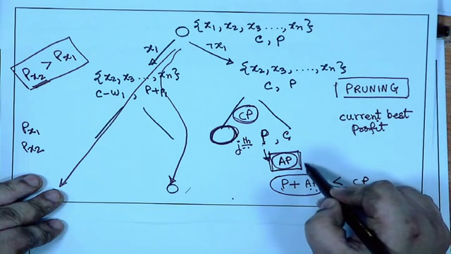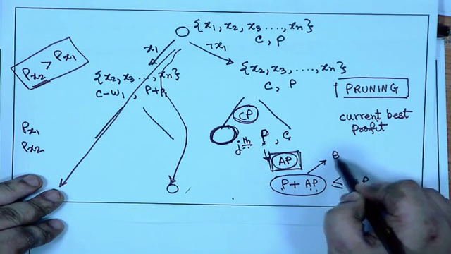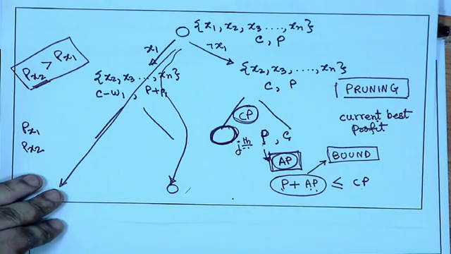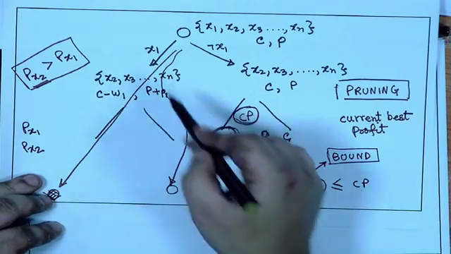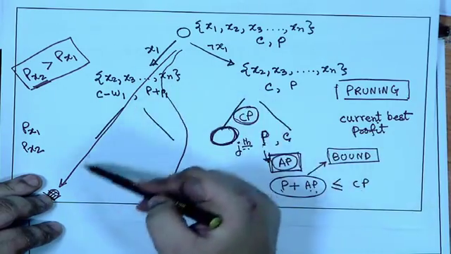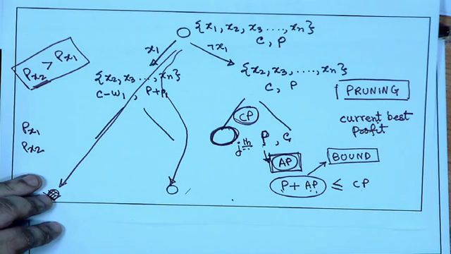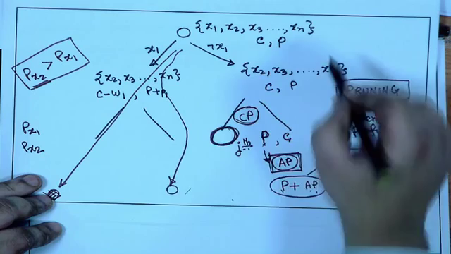This P plus Ap is called the bound, and this method of pruning, where we branch out, keep the current best solution and apply a pruning condition based on a bound at every node, is called the branch and bound method.